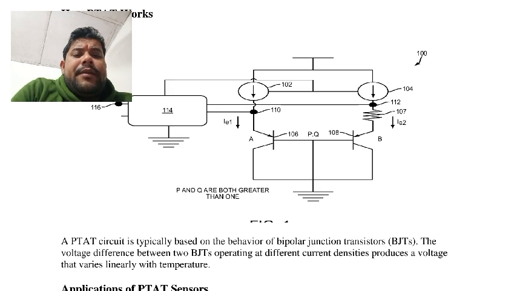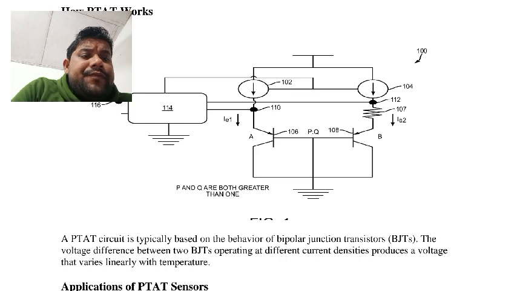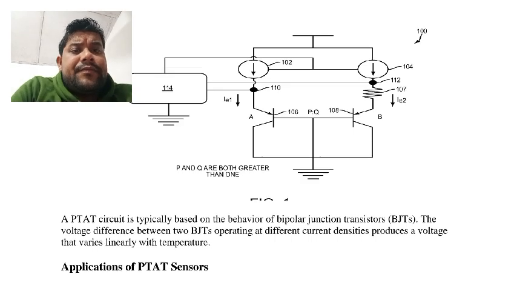So the paired circuit, a proportional to absolute temperature circuit, is typically based on the behavior of bipolar junction transistors. The voltage difference between the two BJTs operating at different current densities produces a voltage that varies linearly with temperature. This output difference varies linearly with temperature.